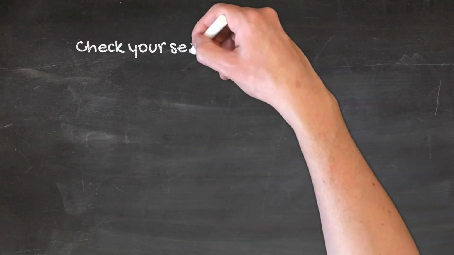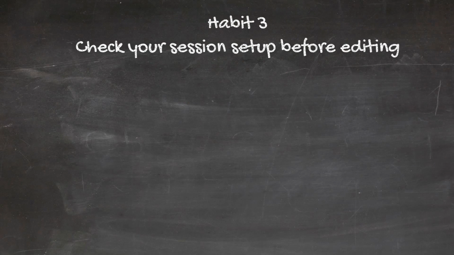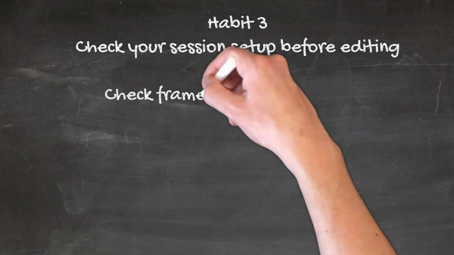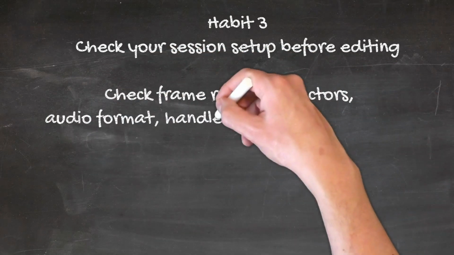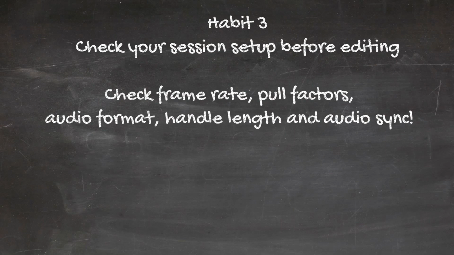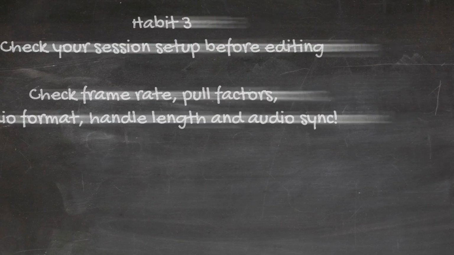Habit number 3, check your session setup and sync before starting to edit. There are a lot of weird things that can happen in audio post. So save yourself the tears and the sorrow and allow yourself enough time to check things like frame rates, pull factors, the audio format, the handle length, and of course the audio sync before you make a single edit.